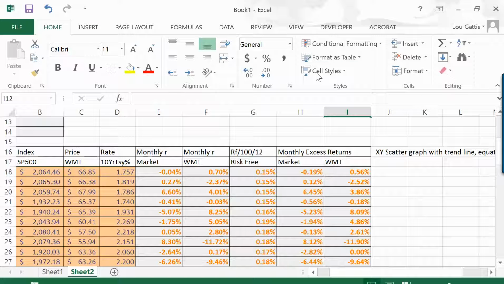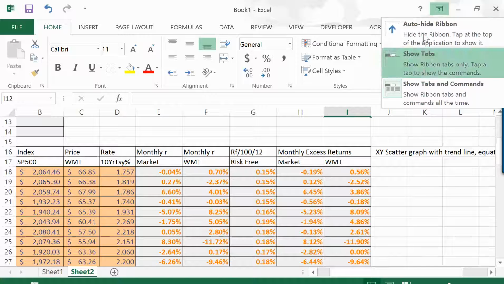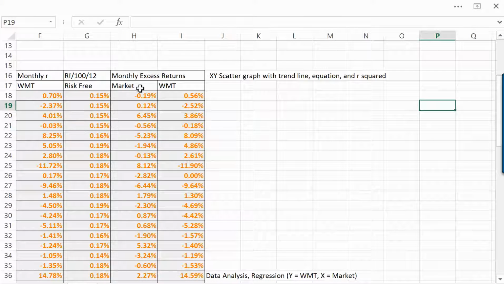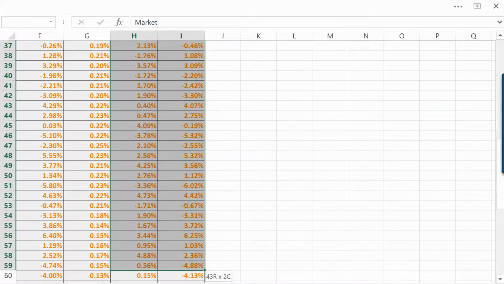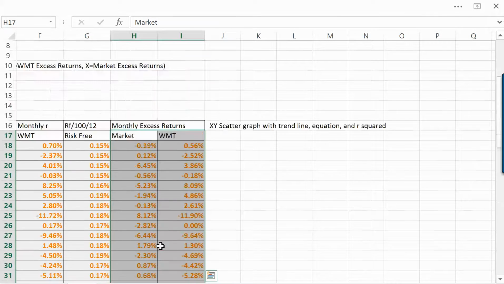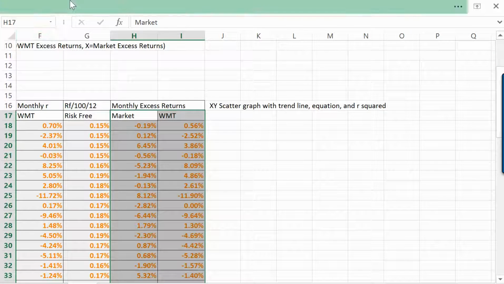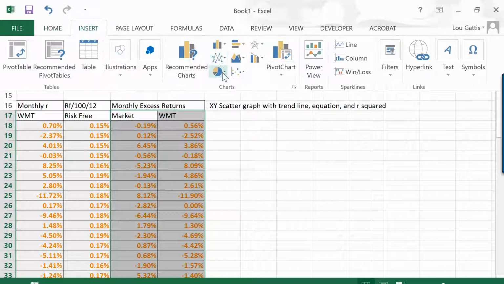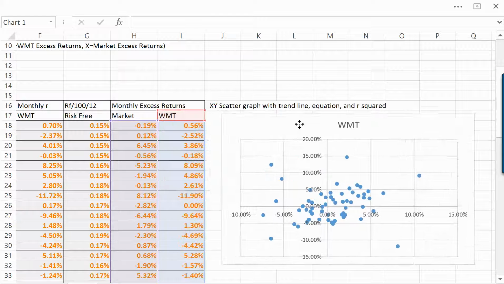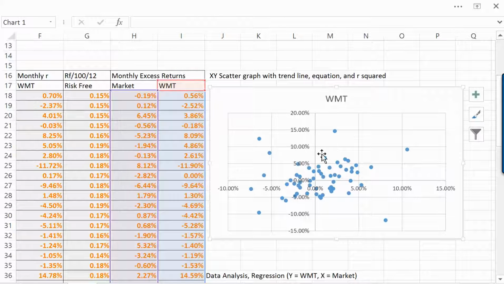Now let's think about this regression. Let me make a little more space here. Let me just look at the data first. I'm going to highlight this data. And let me insert a graph. I'm going to do a different type of graph. This is an XY scatter. So what this graph shows, the y-axis is the return of Walmart. The x-axis is the return of the market.